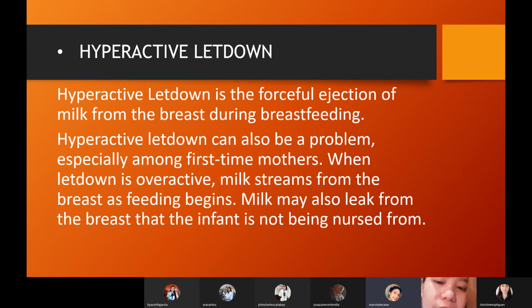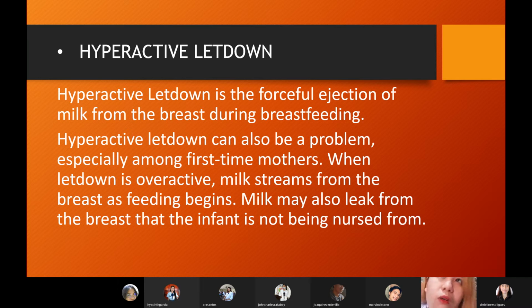Thank you, Mr. Marvin Dicado. So, hyperactive letdown is a forceful ejection of milk from the breast during breastfeeding. Hyperactive letdown can also be a problem, especially among first-time mothers. So, when letdown is overactive, milk streams from the breast as feeding begins. Milk may also leak from the breast that the infant is not being nursed from.